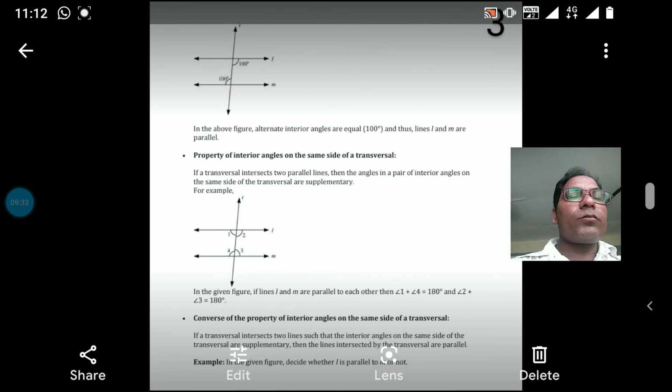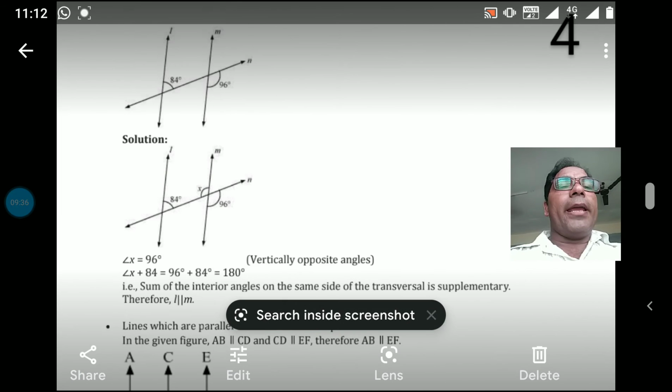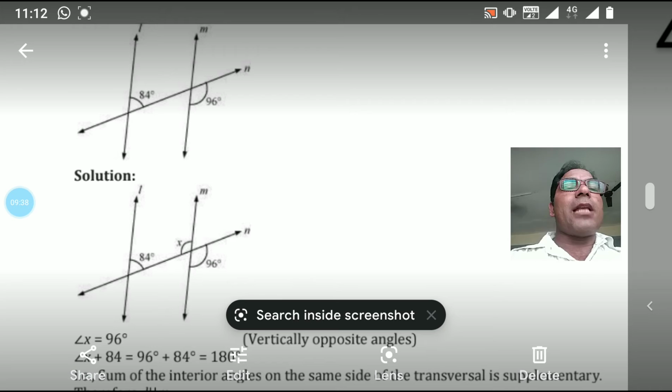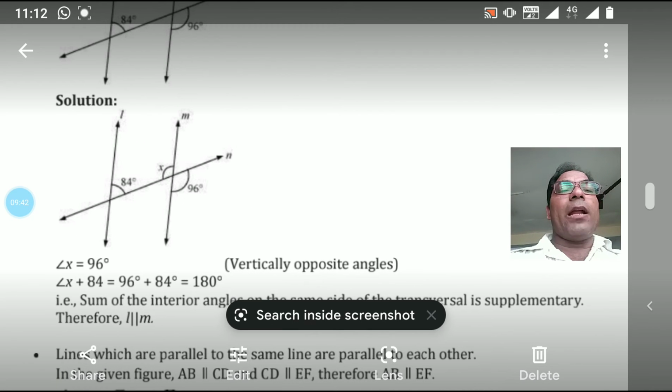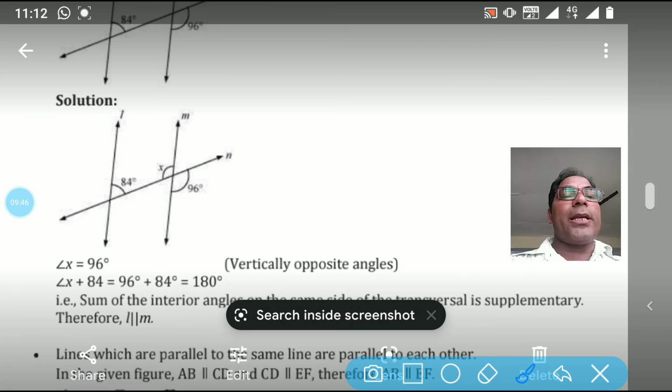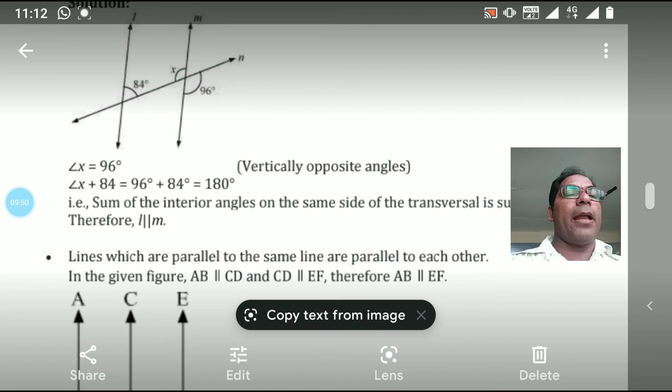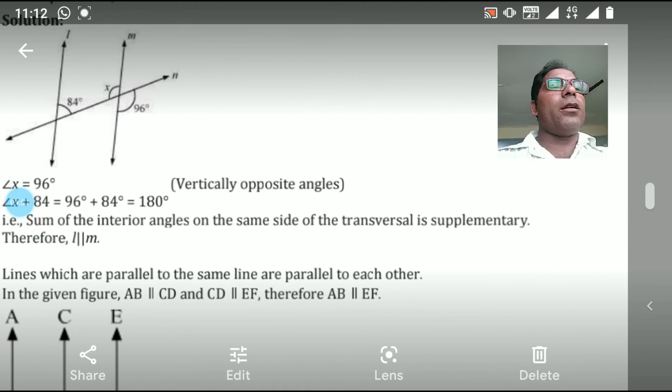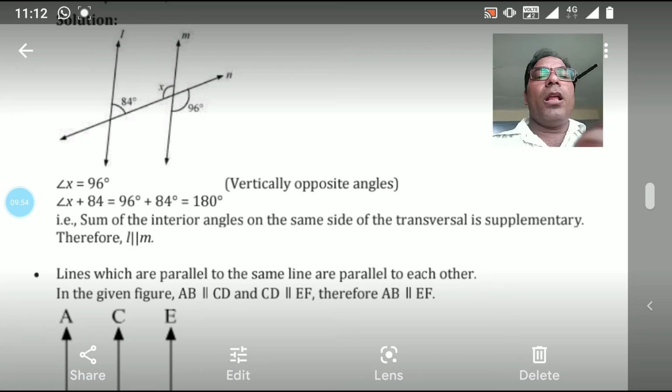Okay. Next, here also you can see, this is the example. Solution also is there. We have to solve this. We find out the solution, find the value of x, and you can see the value of x coming like this. See, this is the diagram, and you can see the solution.